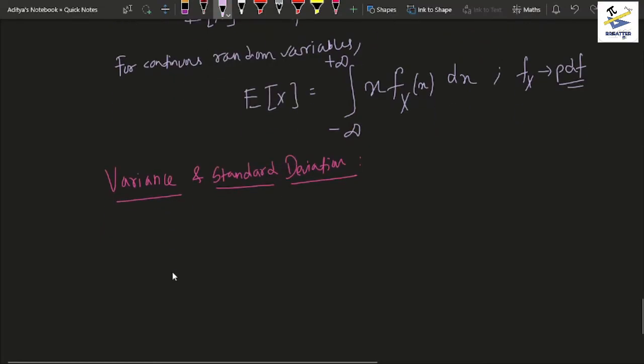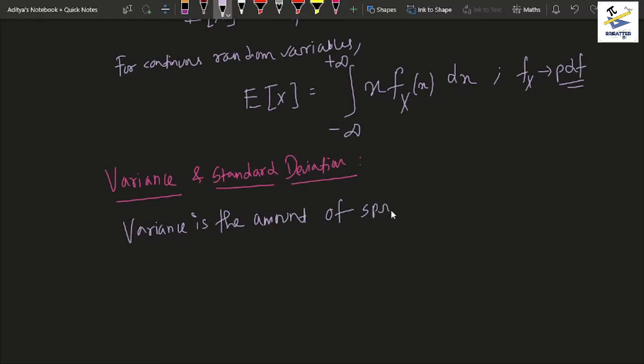Now variance is the spread of the random variable. Variance is the amount of spread from the mean, right? So it basically means the amount of spread it is from the mean. So the more the distribution is skewed, or the more the distribution is varying, the more the variance, and the more symmetric it is, the lesser variance it has.